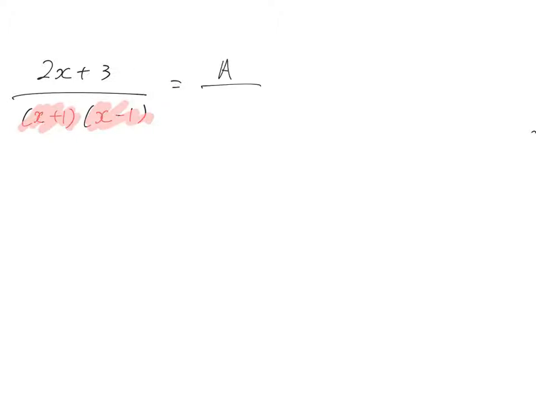The first type of partial fraction is for distinct linear factors. So you have (2x + 3) over (x + 1)(x − 1). For this one, you see the factors are linear. Linear means the power is 1. And they are distinct. Distinct means different. So for this case, we put it this way: A over (x + 1) plus B over (x − 1).